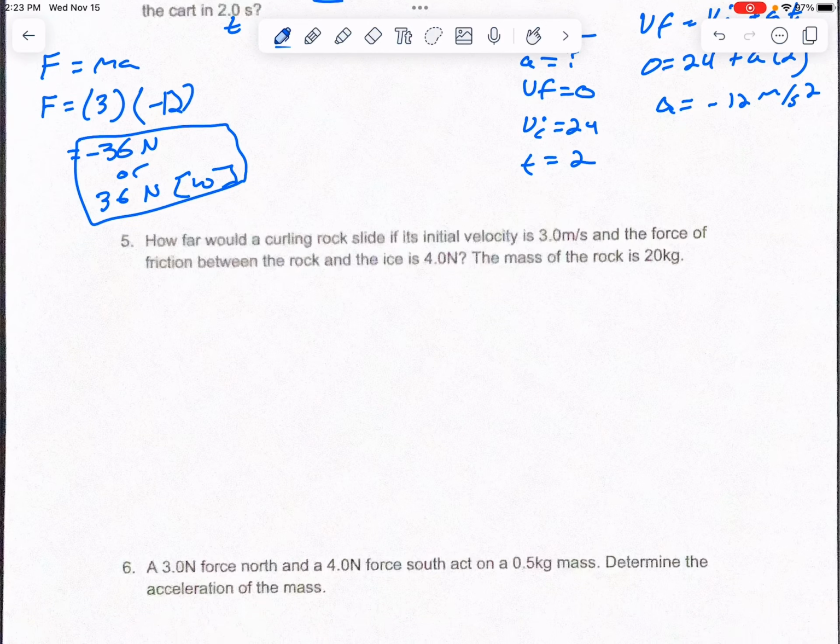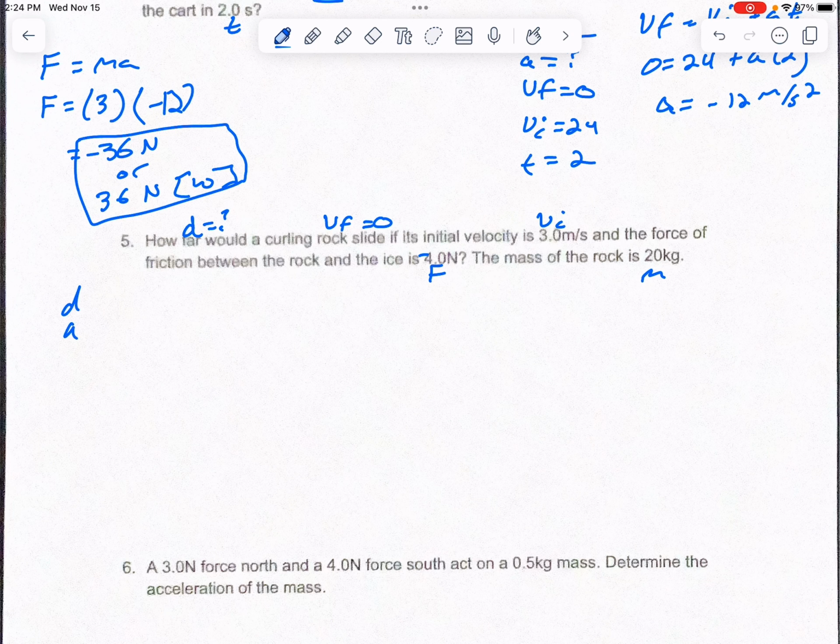Number 5, how far would a curling rock slide? So that means you're looking for distance. The initial velocity is 3 meters per second, so there's VI, and the force of friction between the rock and the ice is 4 newtons. This one can get a little bit tricky, so you've got to look at what's being said: how far would it slide? That means VF is going to be 0 because it's got to come to a stop. Then it's a frictional force. Remember, friction always goes against you, so we're going to make this a negative 4 newtons. So there's your force, and I gave you a mass. I want to know how far it would slide, so we're looking for distance.